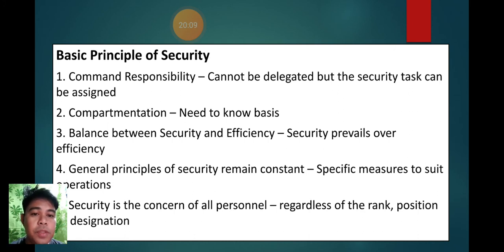Number 4, general principle of security remain constant. So constant ibig sabihin tuloy-tuloy. Specific measures to suit operation. Security is the concern of all personnel. This is a very important thought. Regardless of our rank, position, and designation, when you say security, it is not only the concern of the government, your neighbor, your barangay officials, or any person who has the power to protect you, but also yourselves. You must be concerned of your security.